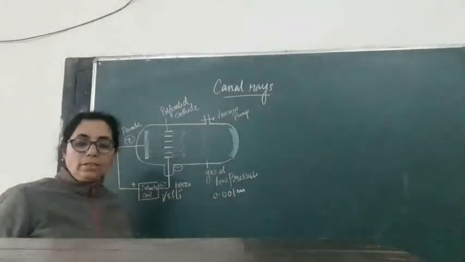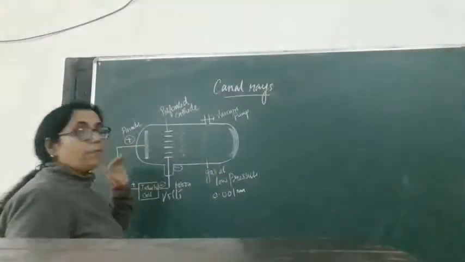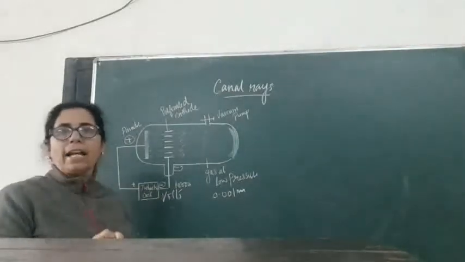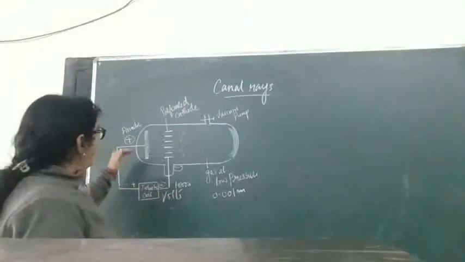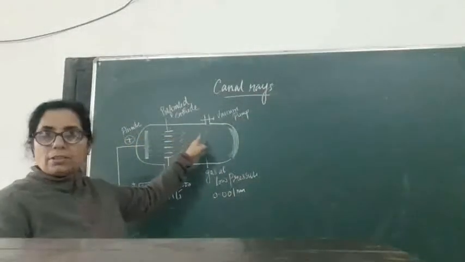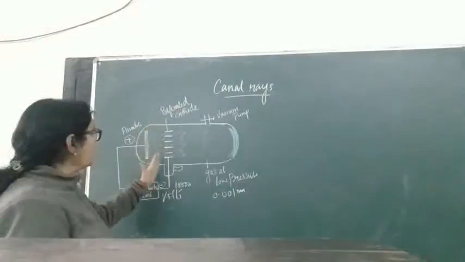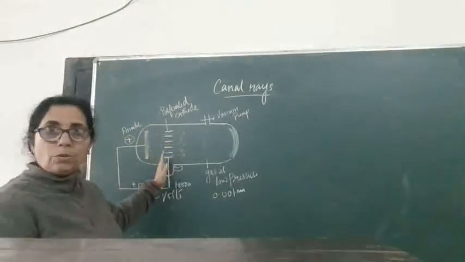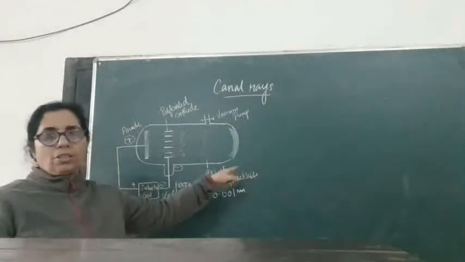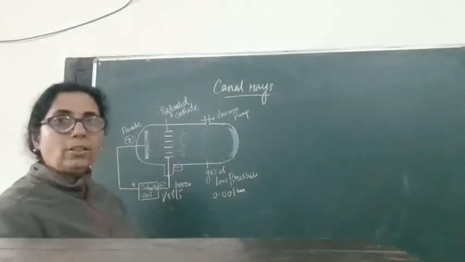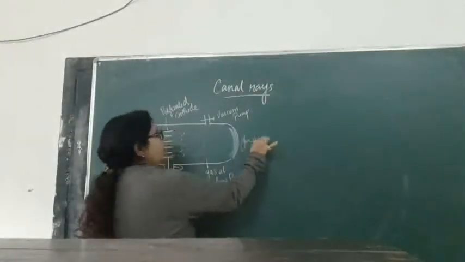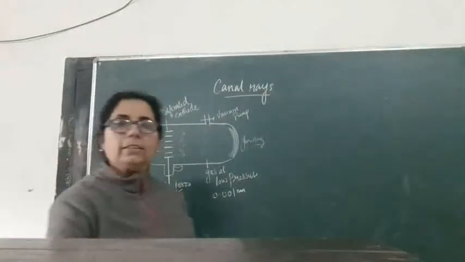Now it was found that these rays were coming from the positive side. That means the rays which were coming must be having a positive charge. And these positive charge rays just pass through the perforations or the holes present inside the cathode electrode and hit the other end of the discharge tube, and this other end of the discharge tube starts glowing.